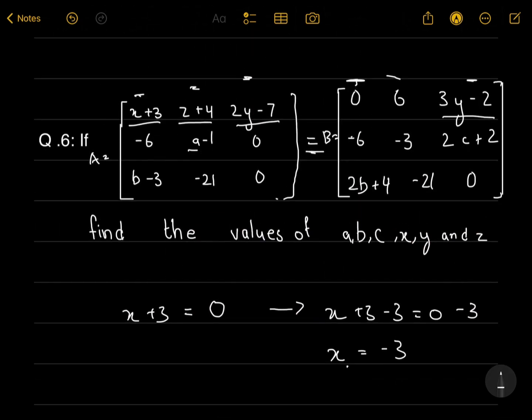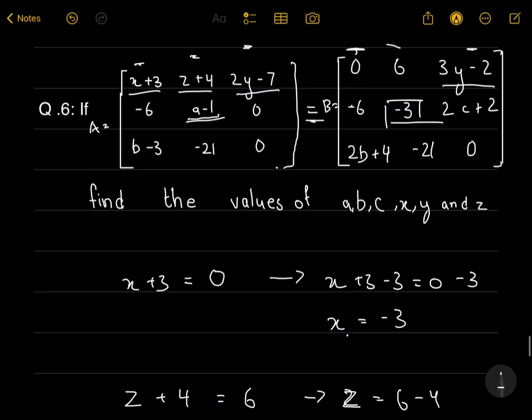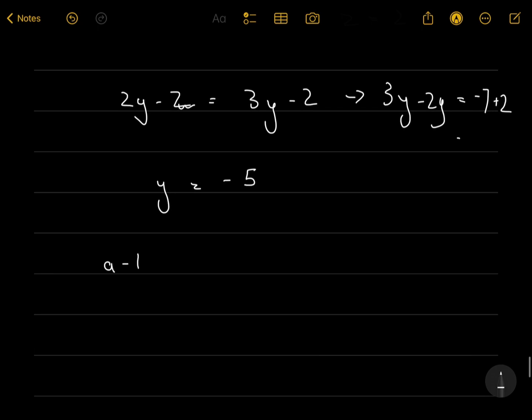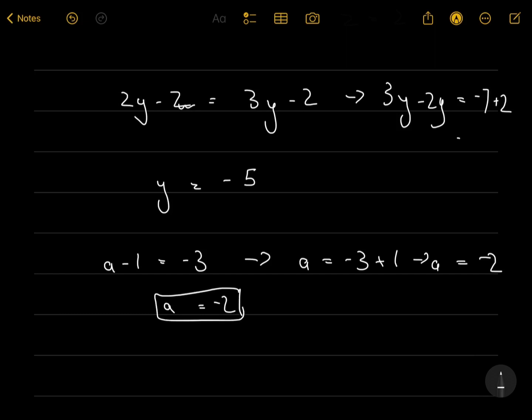Let's find the values of a, b and c. So a minus 1 is equal to minus 3. Rearranging it, a is equal to minus 3 plus 1, and minus 3 plus 1 is of course minus 2. So a is equal to minus 2 is our answer.